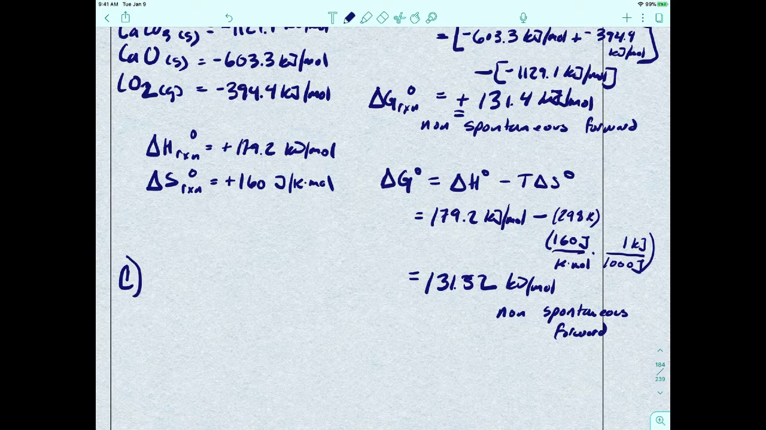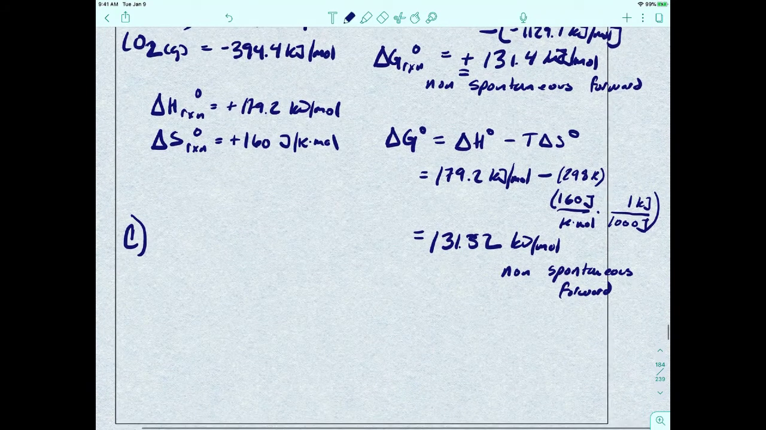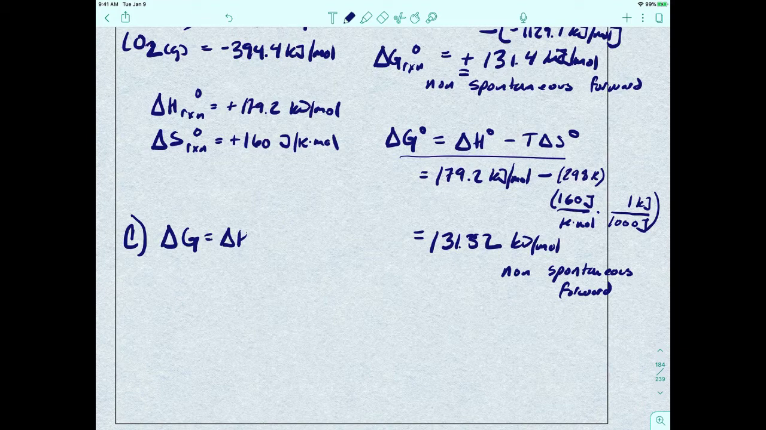All right, now part C. Here's our problem. We want to know at what temperature does this reaction become spontaneous. So that means we're going to take our equation that we just dealt with, delta G equals delta H minus T delta S, and we're going to say that we're at equilibrium. Because at equilibrium, delta G is going to be 0. And so what we want to know is at what temperature does this crossover occur? All right. So we're going to solve.